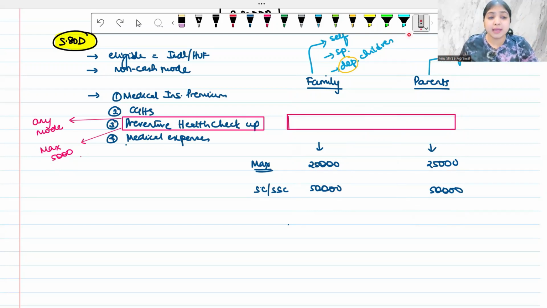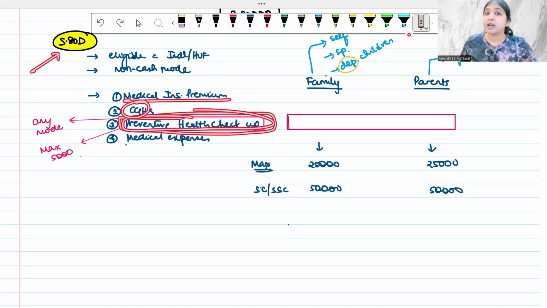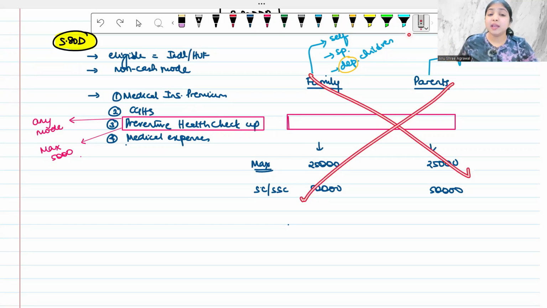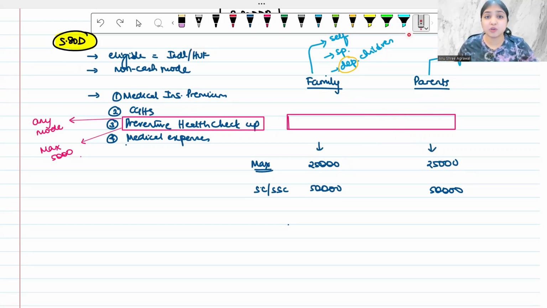Okay. So assessee can be individual or HUF. All payments have to be made in non-cash mode except preventive health checkup. This can be paid in any mode. Under 80D, we are covering payment of medical insurance premium, payment towards central government health scheme, payment towards preventive health checkup and medical expenses. Now, if the assessee happens to be HUF, we don't have family, parents and all. In HUF, we'll just cover all the members of the HUF. So if the assessee happens to be HUF, we can pay medical insurance premium in the name of any member of the HUF.